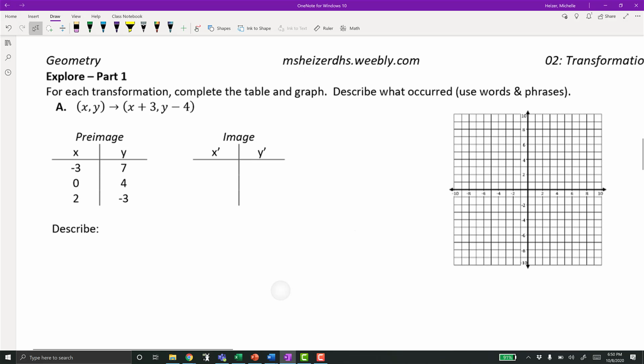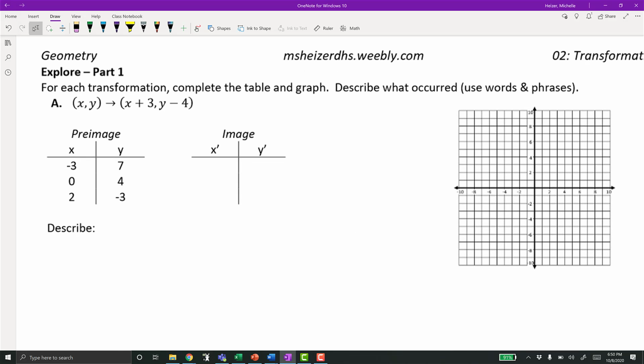So normally in class I would have you actually work on this together with your table partners. We don't have that though, so I will encourage you to take a few moments here and try a couple of these on your own and see if you can figure them out. But I am going to go through all of them, okay? So for each transformation, complete the table and the graph, and then describe what occurred. Use your words and phrases, just write an English description.